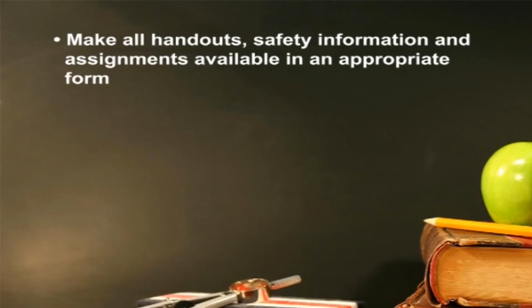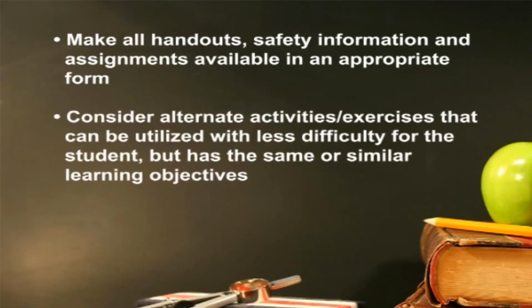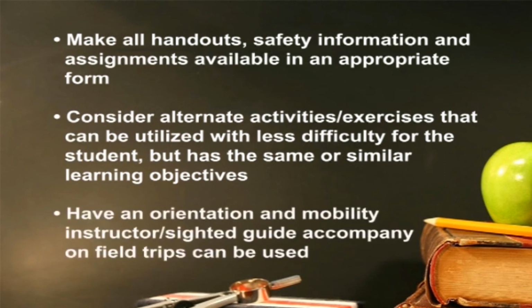Field experience is very helpful for children with visual impairment in learning science. Make all handouts, safety information and assignments available in an appropriate form. Consider alternate activities or exercises that can be utilized with less difficulty for the student but have the same or similar learning objectives. An orientation and mobility instructor or sighted guide can accompany the student on field trips.